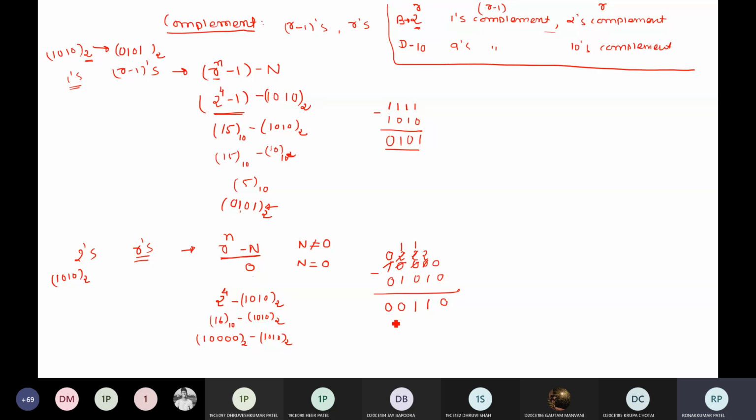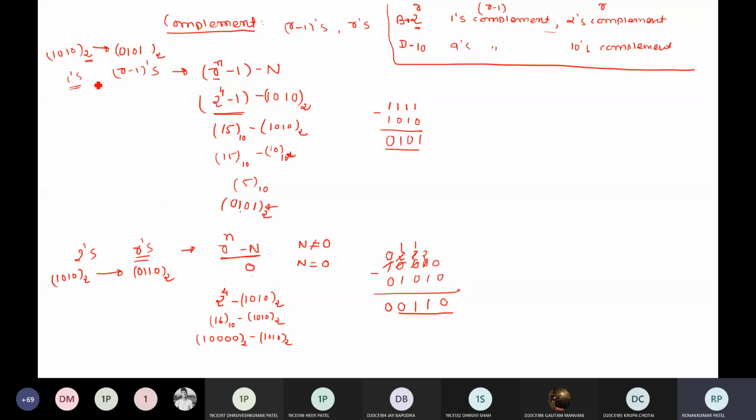Right? So if you want to represent the 2's complement of 1010, then that will be 0110 base 2. Take 4 digits only. Okay, 0110 is the 2's complement.